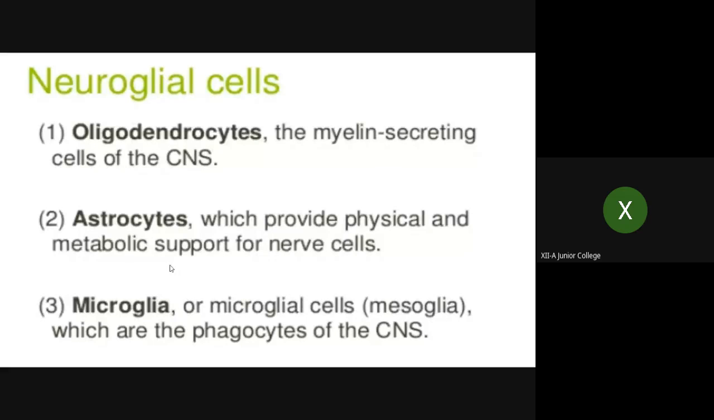Microglia, micro means small in size, or they are also called microglial cells. They are also called mesoglia, which are phagocytes of the CNS, central nervous system. You know the meaning of phagocytosis, pinocytosis, I have explained previously, but still, if you remember when we were studying the WBCs, monocytes and all, that time that word has come. So what is the role of phagocytes?